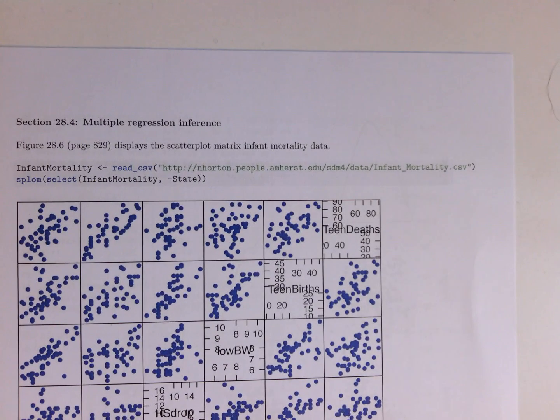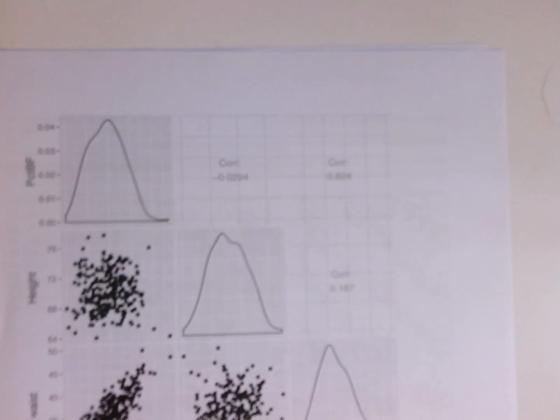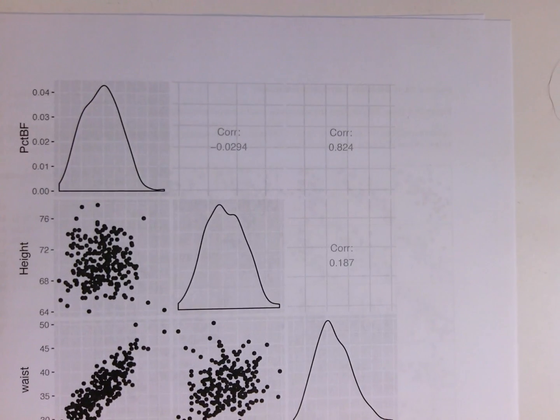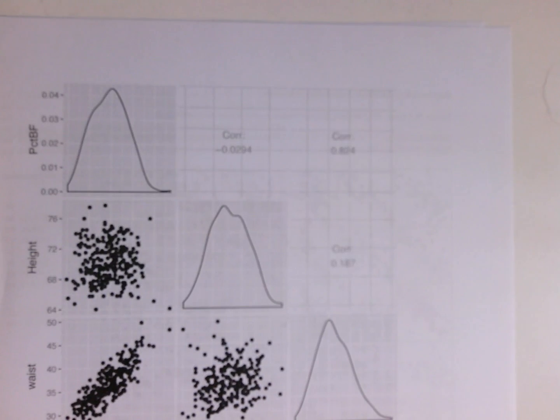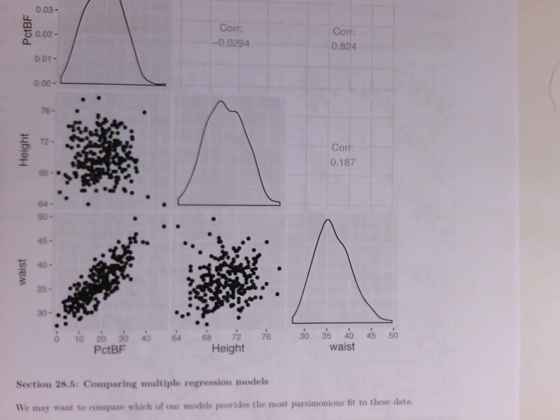And these are the data from the infant mortality. And then similarly, a nicer one for the height, waist, and percent body fat that get put together. And then finally, this part of the SDM4 in R, the online supplements that describe how to do things in R, shows how to go ahead and compare models.